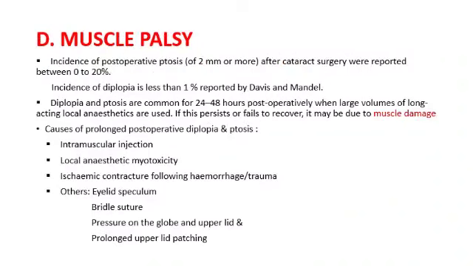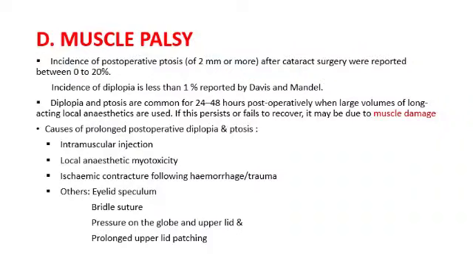So how does the muscle palsy occur? The incidence of post-operative ptosis is between 0 and 20% after cataract surgery. The incidence of diplopia is less than 1%, reported by Davis and Mandel. Diplopia and ptosis are common for 24 to 48 hours post-operatively when large volumes of anesthetic are injected. But if it persists or fails to recover, then you should suspect a muscle damage.